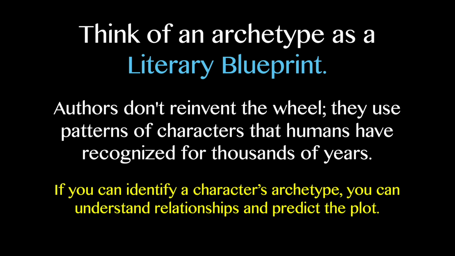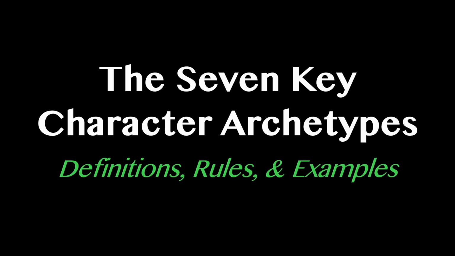If you can identify the archetype that a character falls into, usually it'll be easier for you to understand how different characters relate to each other, how different events are unfolding, and even make predictions about what's coming next based on how certain archetypes have to function, how they follow their own rules. There are certain rules we're going to look at for each archetype. So, we're going to look at definitions, rules, and examples of each of the 7 key character archetypes in literature.